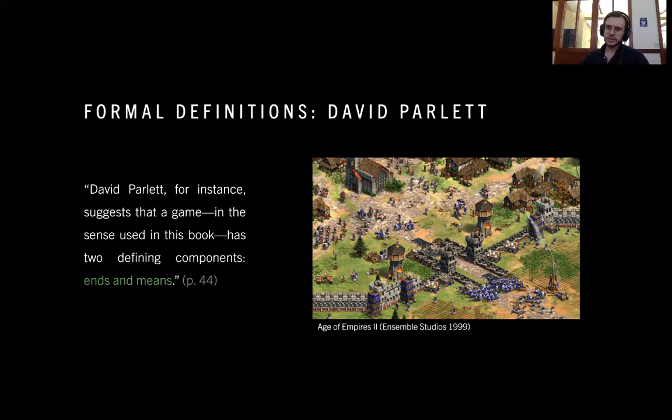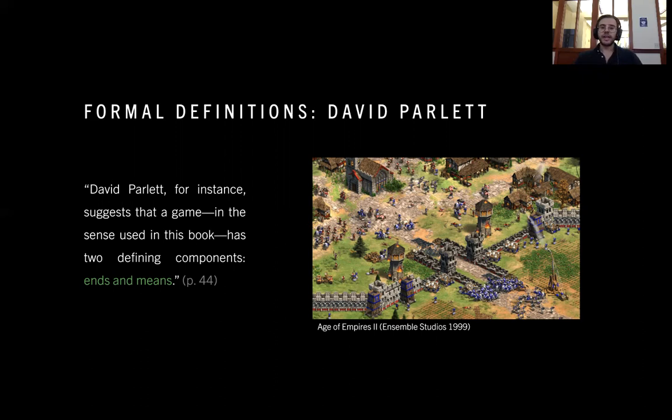Ends are our goals. According to Parlett, every game, and he refers in his work to board games, every board game has an objective, has a goal, and is structured in a way for us as players to reach a goal, whether that is defeating the other player, reaching the end of a map, or owning everything like in Monopoly, or in Ludo, which is a racing game where you try to get to the end, or in chess or Age of Empires, where you try to defeat your enemy.